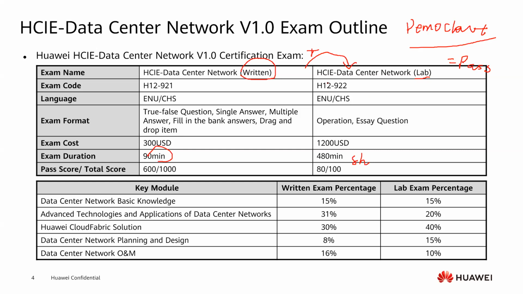And in our written exam and lab exam, both of them have 5 parts of knowledge just based on our courses, but they have different percentages. Then let me talk about the details of our exam outline. Wait a moment.